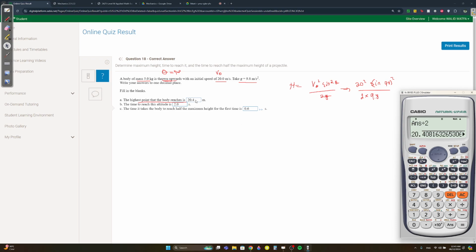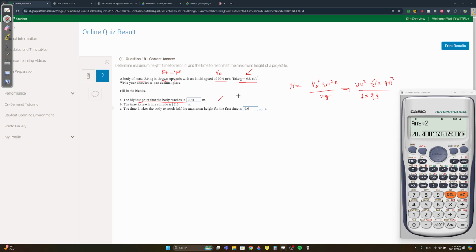Yeah, 20.4. If you want to be fancy, you can use v squared minus u squared equals 2ax, in this case y, because final velocity is 0. You're going to get minus 20 squared equals 2 times minus 9.8 times y, and you're going to get the same answer, 20.4. But I don't want to confuse you. We're doing projectile motion, let's stay on projectile motion.